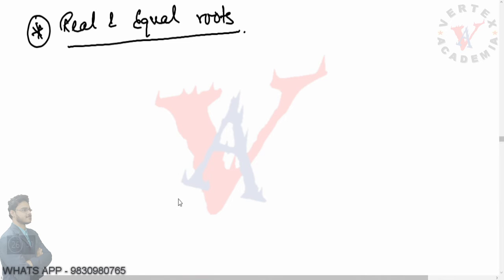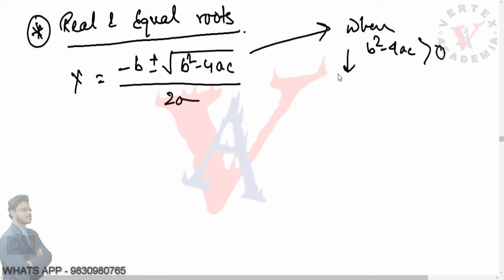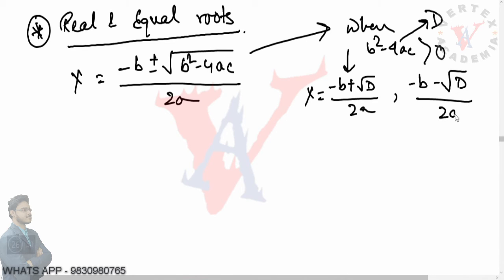Now for real and equal roots, again x equals minus b plus minus root over b square minus 4ac by 2a. Now in the previous case we saw that when b square minus 4ac was greater than 0, we were getting two distinct roots, that is x equals minus b plus root d by 2a, and minus b minus root d by 2a, where b square minus 4ac is represented as d.